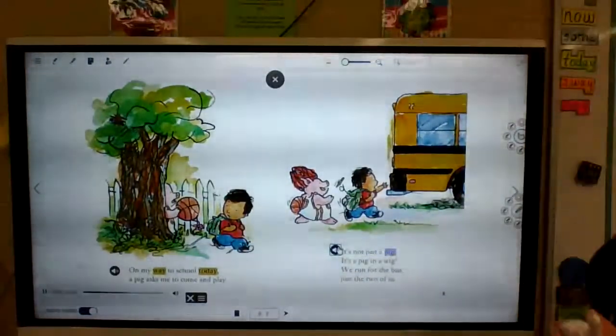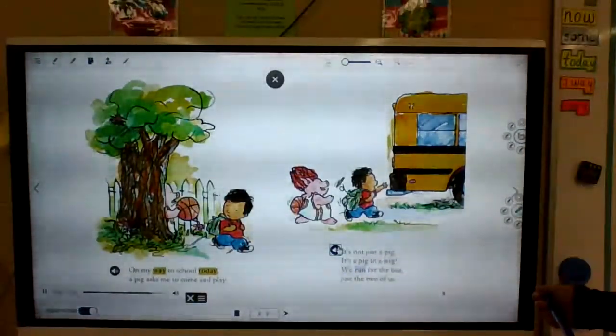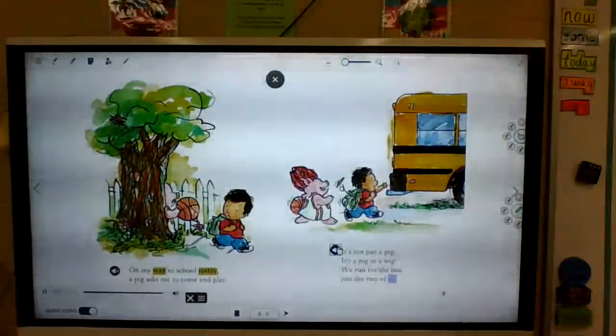It's not just a pig. It's a pig in a wig. We run for the bus, just the two of us.